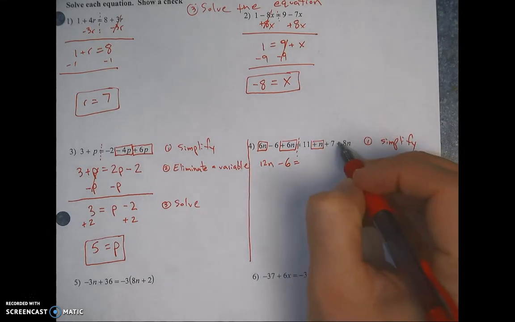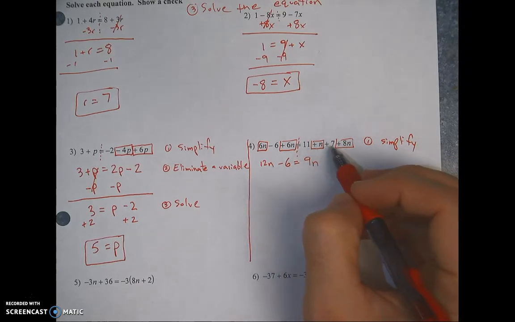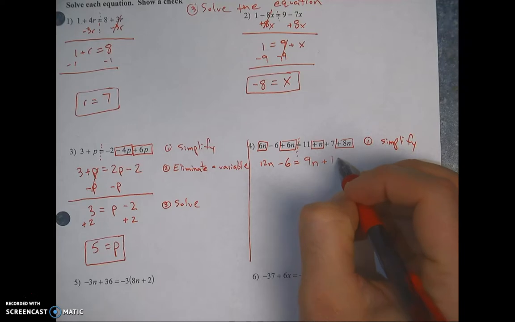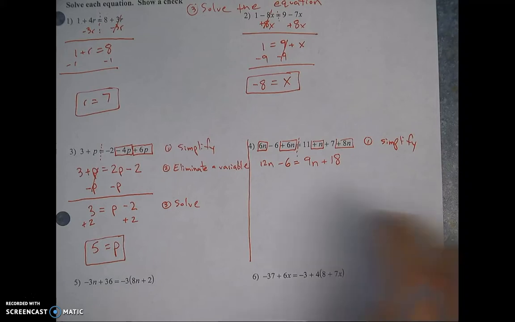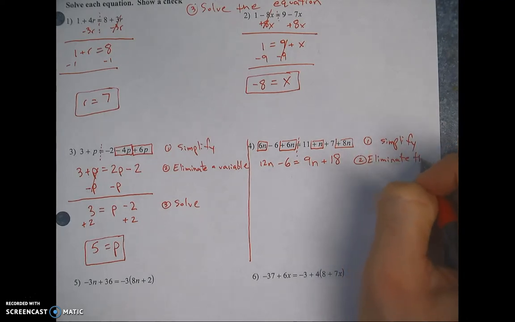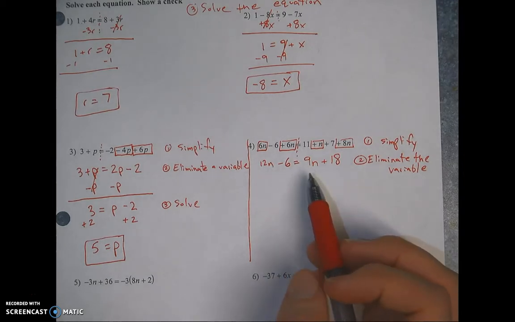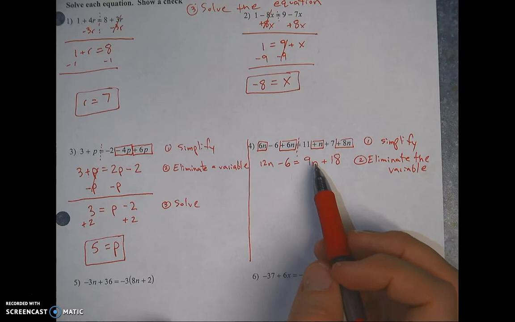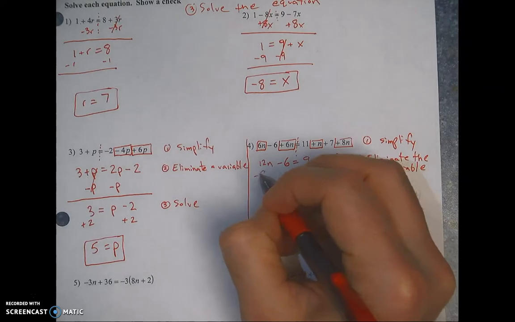So I have an n, and I have an 8n. That's a 9n. I can also combine the 11 and the 7. So that's positive 18. So there we go. I've simplified both sides, fully simplified both of these expressions. So now, eliminate the variable. So I have a choice, the 12n or the 9n. Again, either way I can get it right, but if I eliminate the smaller of the two, it's going to make my life easier. So I'm going to minus the 9n from both sides.